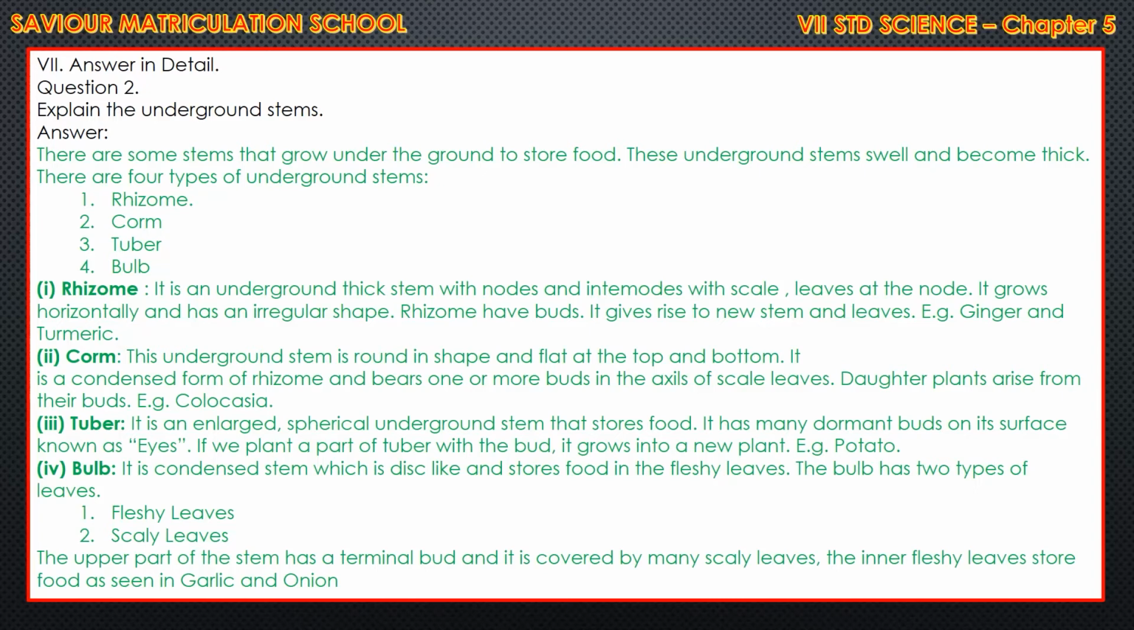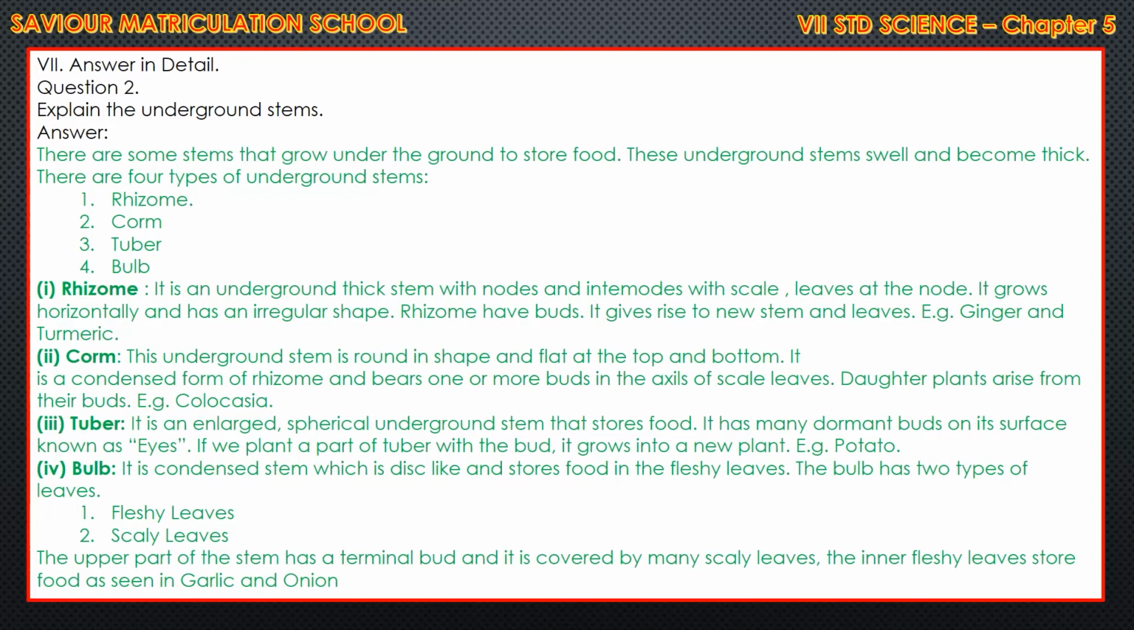It's an enlarged spherical underground stem that stores food. It has many dormant buds on its surface known as eyes. So what are the dormant buds known as? Eyes. If we plant a part of a tuber with the bud, it grows into a new plant. Example, potato. And the last one is bulb.